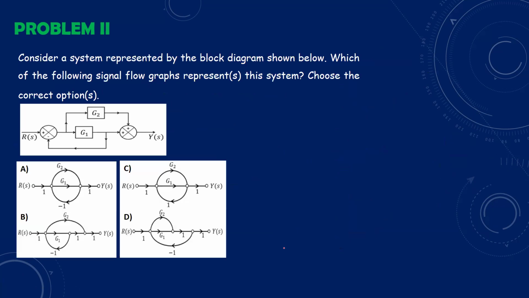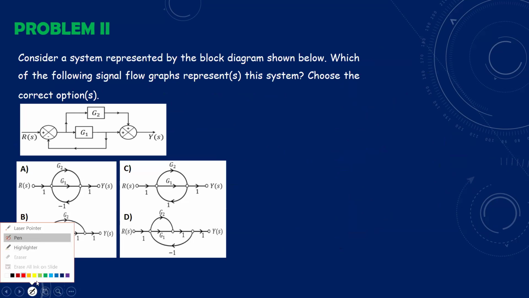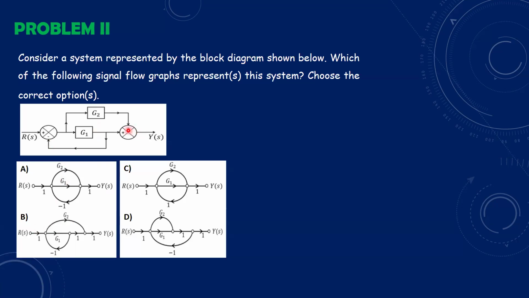Let me move to the next problem. This problem is taken from the topic signal flow graph and block diagram reduction techniques to find the transfer function. Observe the options and the problem. There is one block diagram, and let me find the transfer function for this, and then let me check the transfer function with the signal flow graph.